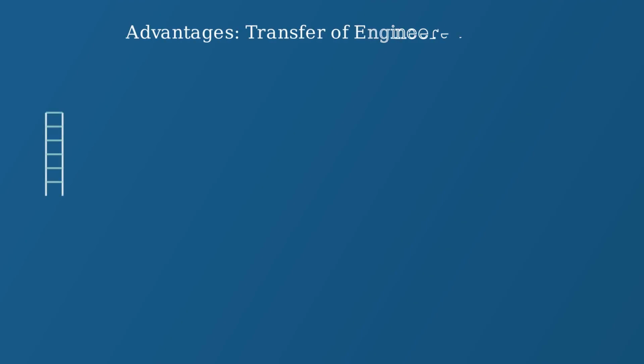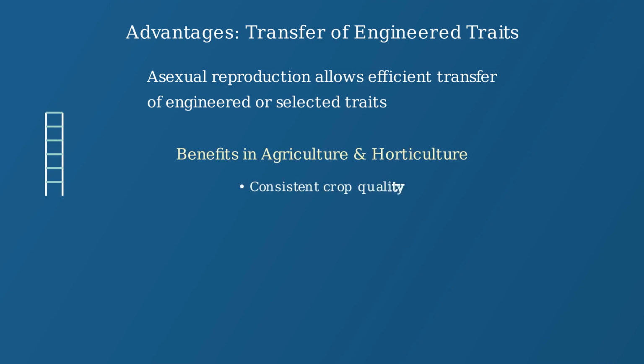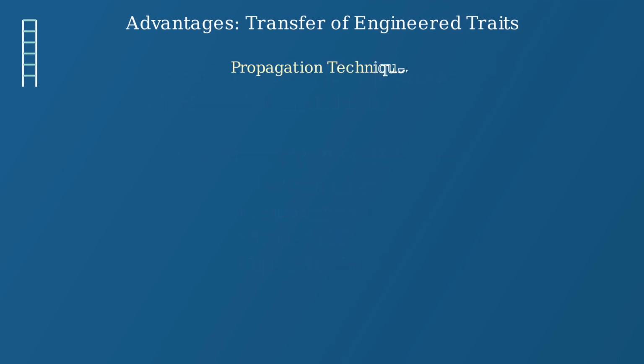Asexual reproduction provides a key advantage in agriculture and horticulture: the ability to efficiently transfer engineered or selectively bred traits. This offers numerous benefits, including consistent crop quality, disease resistance, enhanced yields, and improved aesthetic features. Several specialized techniques are used to propagate plants with engineered traits. Let's look at three key methods: grafting, cutting, and tissue culture.